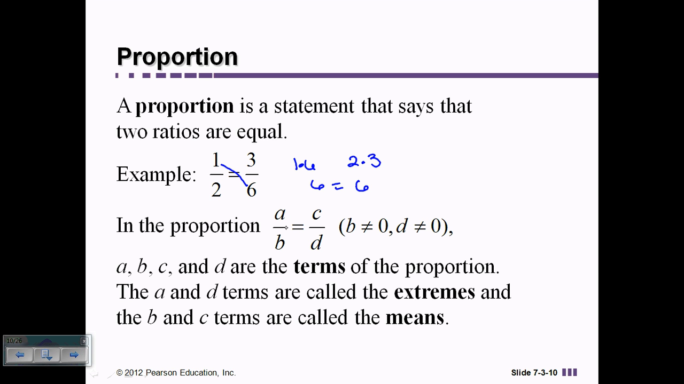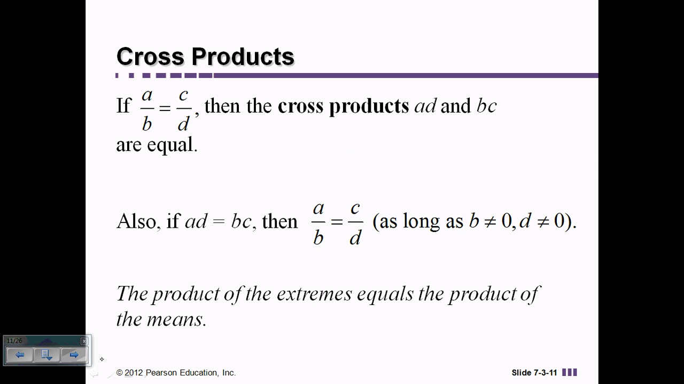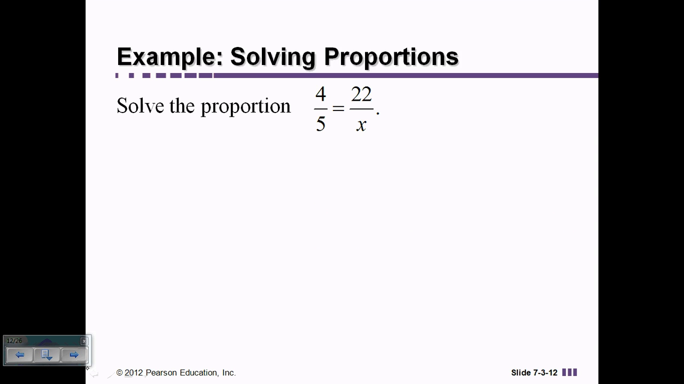So in this example, the A and the D value are what we call the extremes, and the B and the C value are what we call the means. Whenever we talk about cross multiplying, we're talking about the product of the extremes equals the product of the means. And so that's what this expression means here. In other words, we're cross multiplying. So we want to multiply A times D and C times B, and then we want to solve the problem.